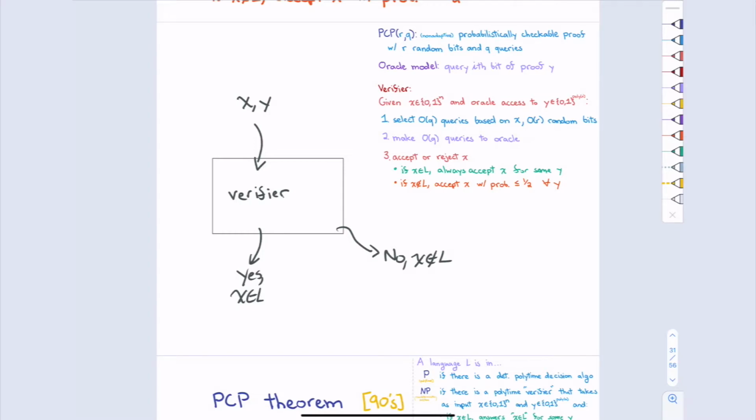For PCP, we're again saying that any language that has a black box following this format in the top right is in the class PCP for this parameter R and Q. So now this black box has slightly different rules. The input and output are the same. The black box still takes an input X and Y, although Y is more of an oracle access, and it'll still answer yes or no. But the rules are it can only use R random bits if it's in PCP R,Q, and it's only allowed to look at Q bits of the proof. So it's not allowed to look at the whole proof. So it's weaker in some ways than NP, because you're tying its hands behind its back and saying, you can only look at a few bits of the proof, and you still need to say with some confidence yes or no.